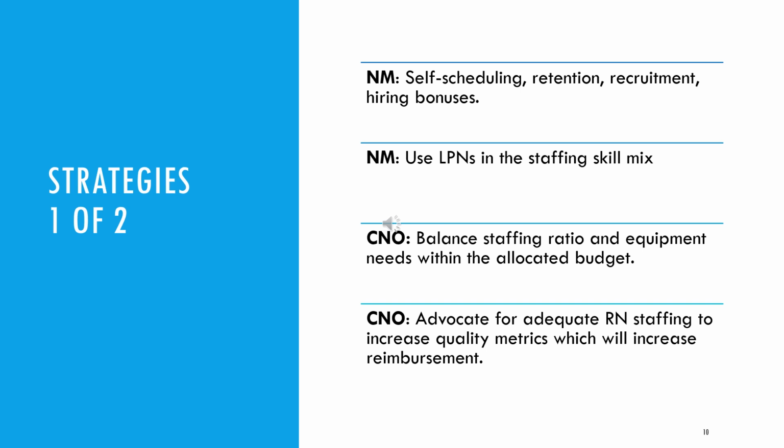And for our CNO, balancing staffing ratio and equipment needs with an allocated budget, CMS issued a final rule on 4/24/24, finalizing a total nurse staff standard of 3.8 hours per resident day, which must include 0.55 hours of direct RN care and 2.45 hours of direct nurse aide care.